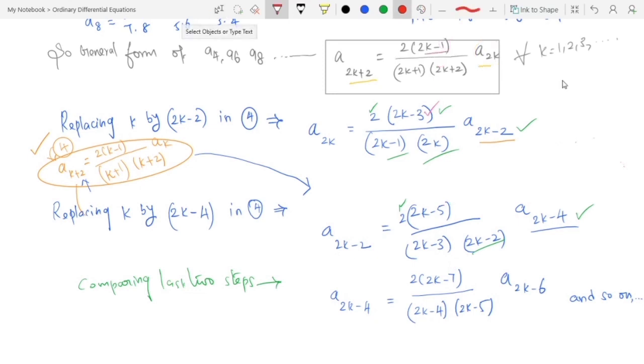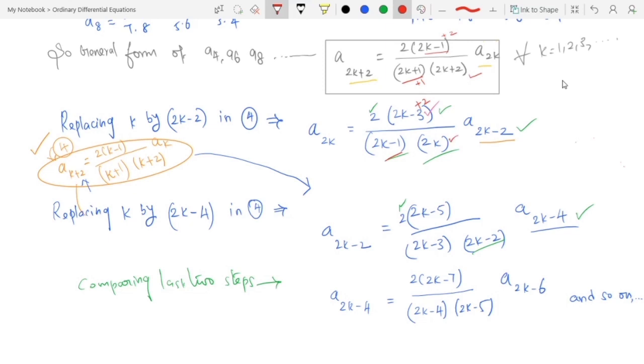For that, adding 2 here, 2k minus 1 plus 2, that is 2 minus 1, 1, we get this term. Again adding 1 with this term, 2k plus 1 plus 1, that is 2k plus 2. Repeat the same process here. Adding 2 here, minus 3 plus 2, that is minus 1. Now adding 1 to 2k minus 1, that is 2k minus 1 plus 1, that is 2k.